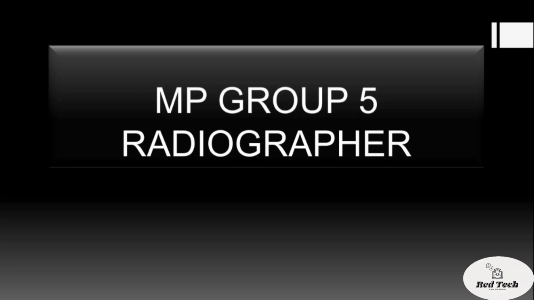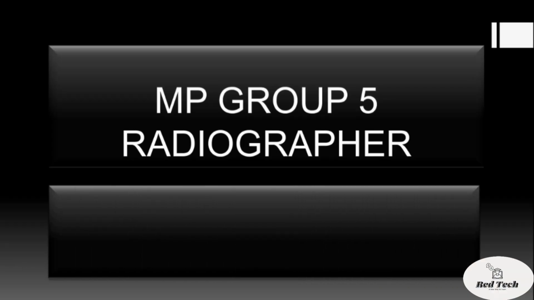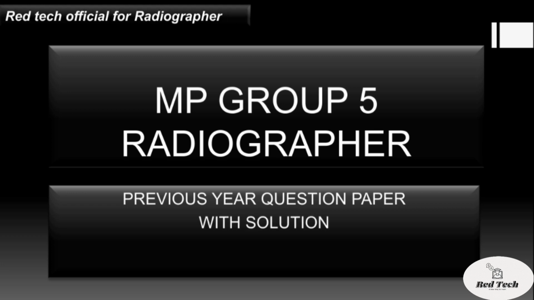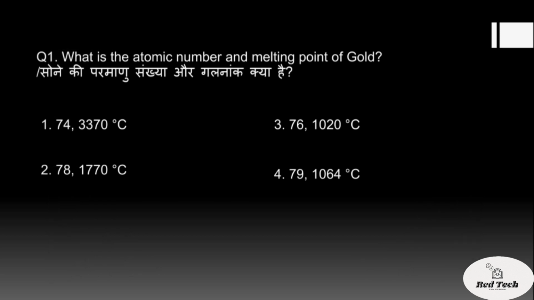So today I am going to discuss the previous year questions which came in MP Group 5 Radiographer. So let's begin. Question number 1. What is the atomic number and melting point of gold? So what basically is the atomic number and melting point?